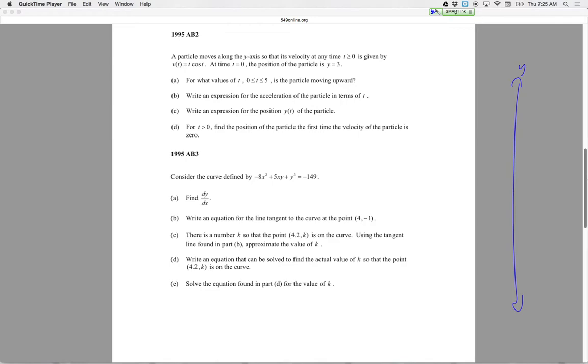All right. So a particle moves along the y-axis so that its velocity at any time t greater than or equal to 0 is given by the equation v of t is equal to t times cosine t. At time t equals 0, the position of the particle is 3.